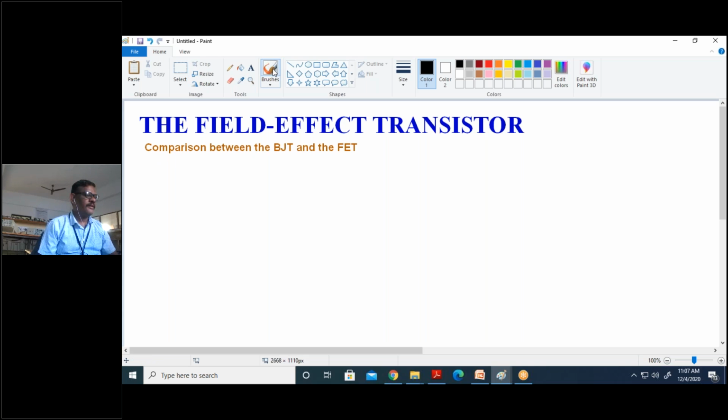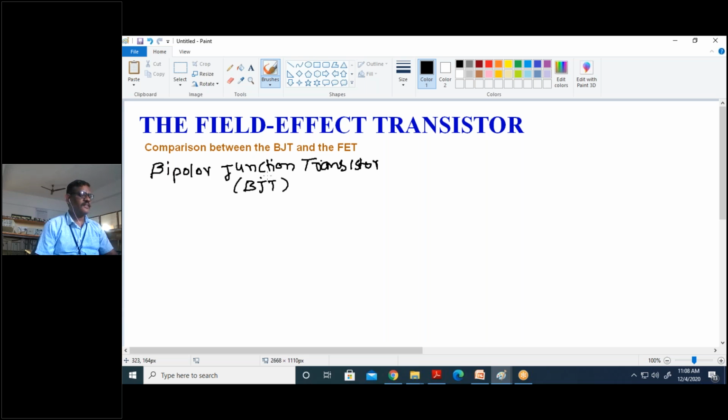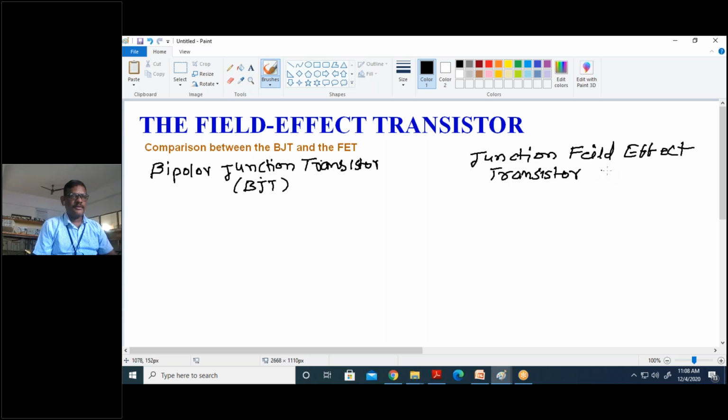BJT means bipolar junction transistor, short form BJT. And JFET means junction field effect transistor, short form JFET.